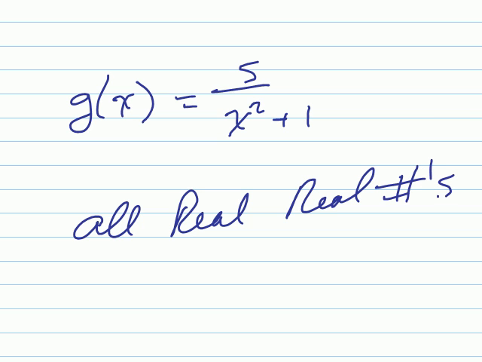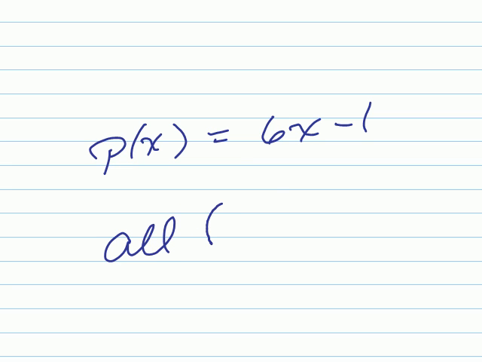Okay? Let's see. What about if I just had something else real simple? Say I had, I don't know, p of x equals 6x minus 1. Again, there's no denominator. There's nothing to go to 0 and cause you to have an undefined answer. There's no radical sign. Therefore, my domain is all real numbers.